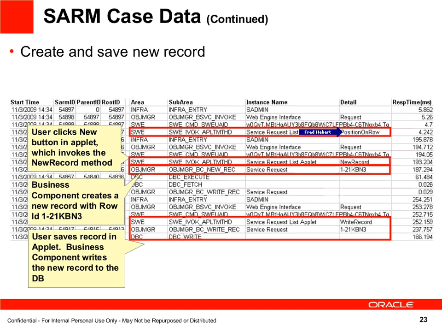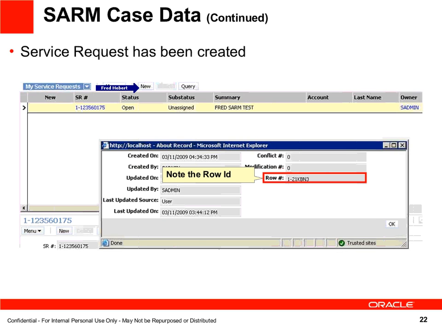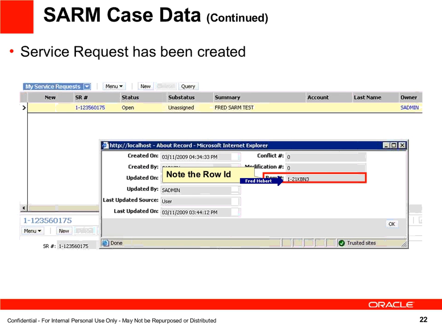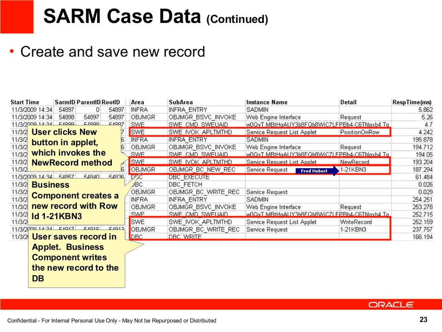It's worth noting that means I clicked on new up here, not down here in the form applet. I clicked on new in the list applet because it says that in the service request list applet, I invoked the method called new record. And when I did, my object manager responded by saying, okay, let's have our business component create a new record. Which business component? The service request business component. And the detail is that 1-21 KBN3, the row ID I told you to take note of earlier, which is going to be the row ID of the new service request we created.